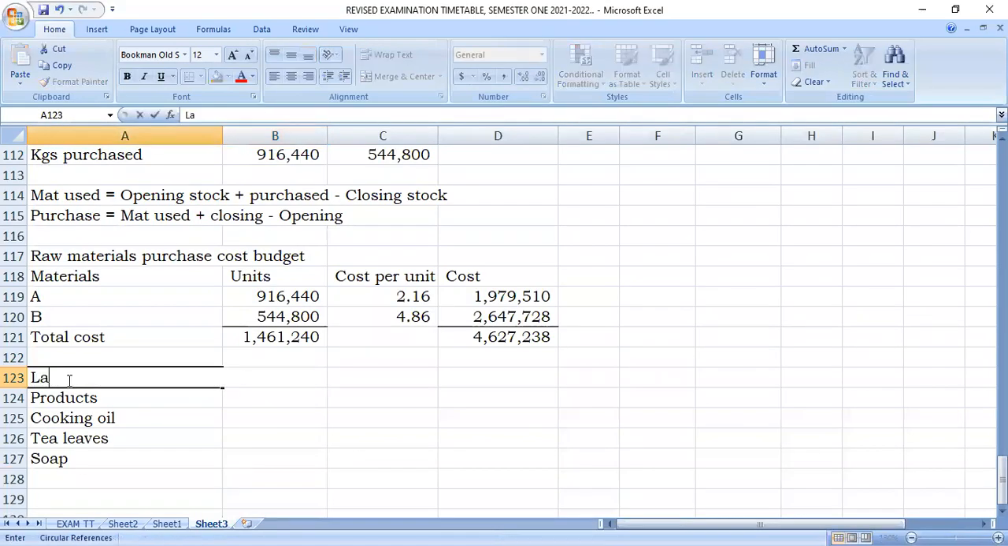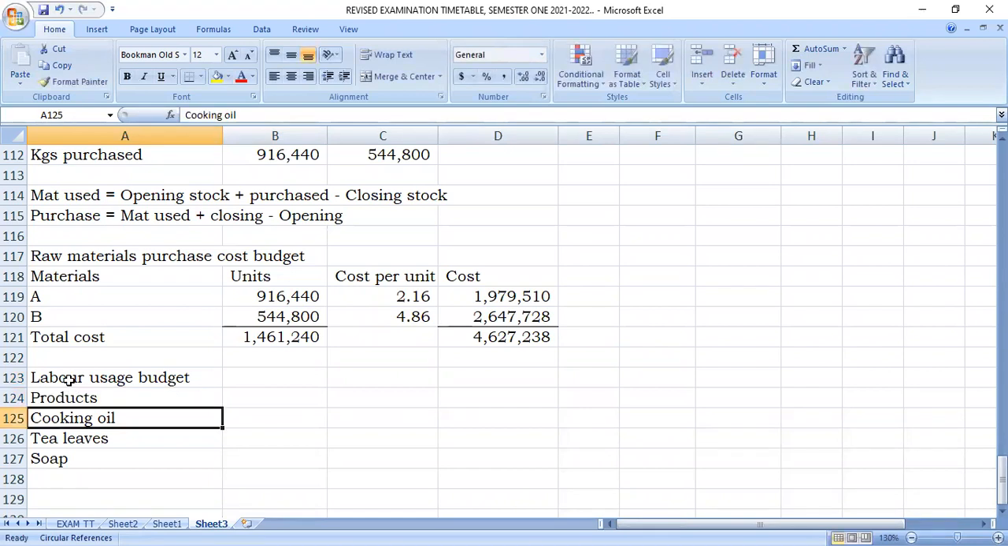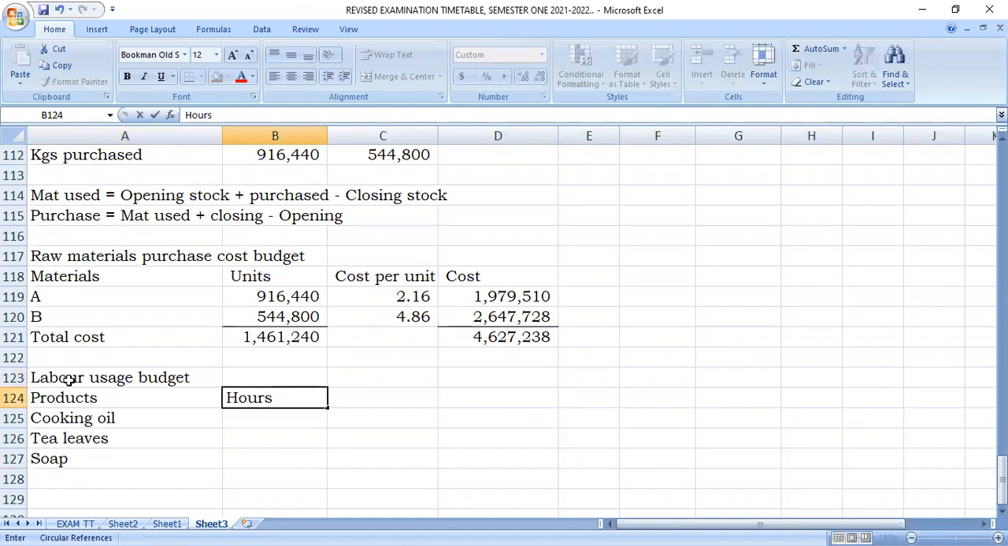Okay, labor. Before you get the labor cost, you must know how many labor hours you're using. You call it the labor usage budget. So you know how much you're going to pay. You want to know how many hours you're going to spend, and then accordingly you get what you need. So for products, now you ask yourself, how many hours do you need? In terms of units, how many hours do you need for cooking oil, for example?